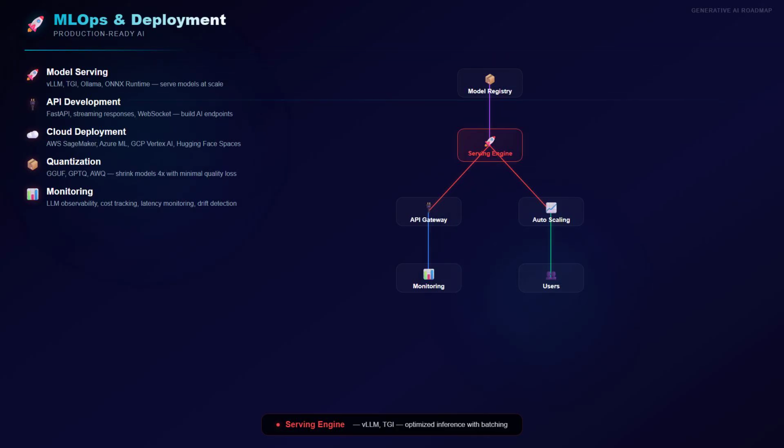Build APIs with FastAPI for your AI models. Implement streaming responses for real-time token-by-token output. Use WebSockets for interactive applications. Add rate limiting and authentication for production use.